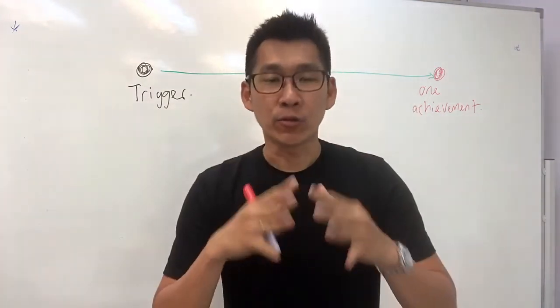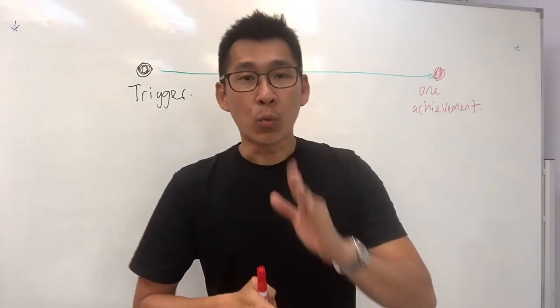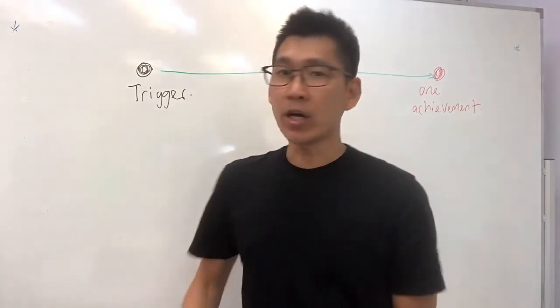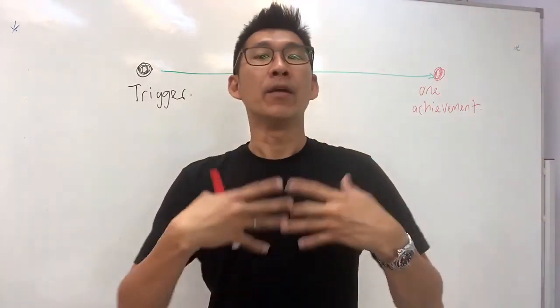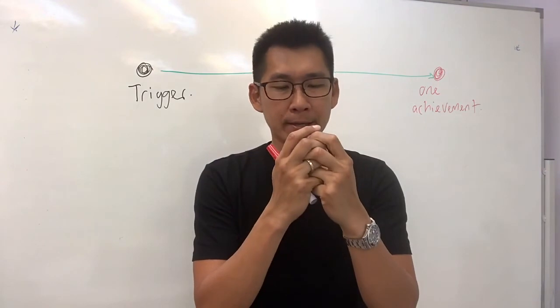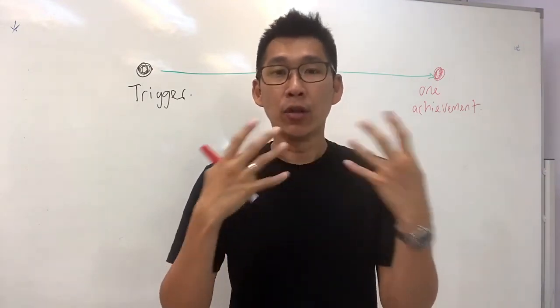But then again, let me bring you back to today's training. Just focus on one achievement at this moment of time. Figure out the trigger, figure out your one achievement, kabam! You now have the so-called seed to launch your product.